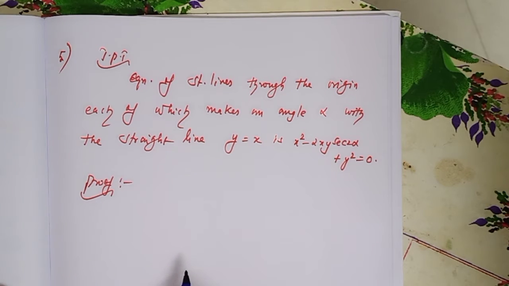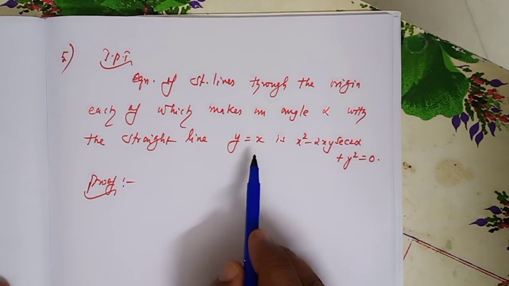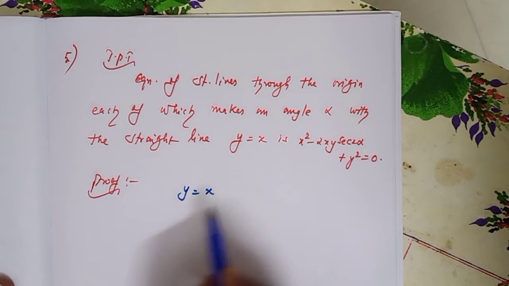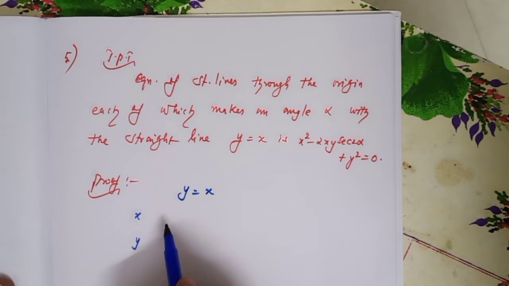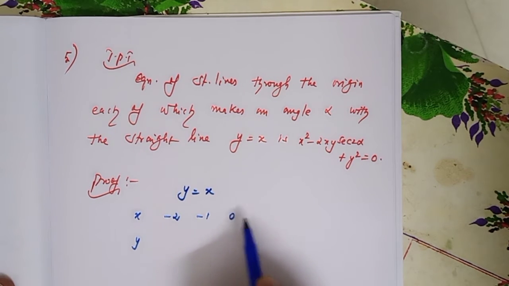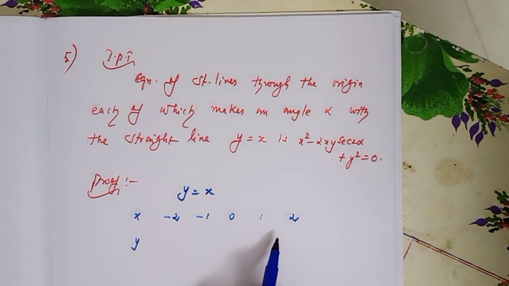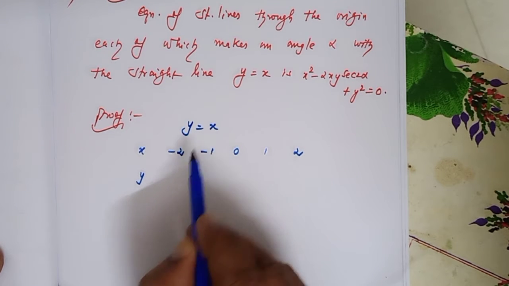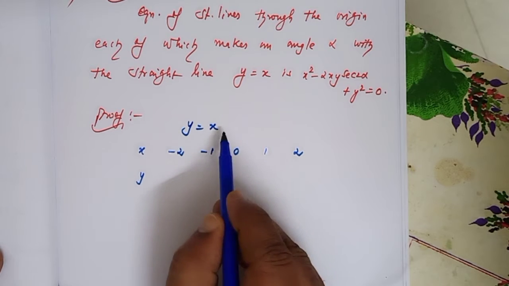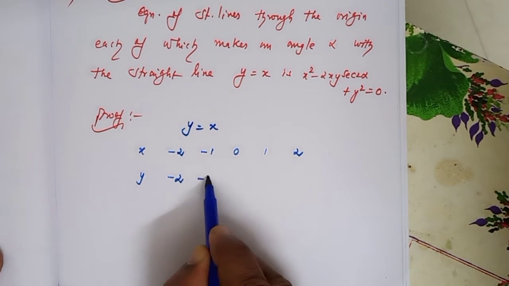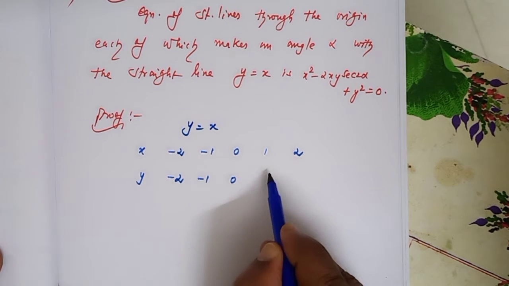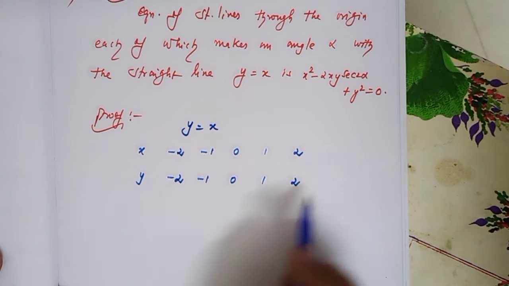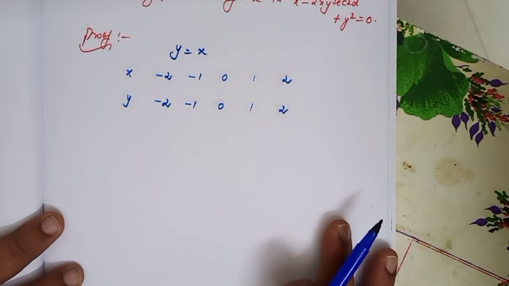Here is question number 5. First we can construct the line y equal to x. For constructing a straight line I take minus 2, minus 1, 0, 1 and 2. I have taken those 5 values of x. If you replace x by minus 2, we'll get y also minus 2 because y and x are equal. Like that here minus 1, if you replace 0, y also 0, like that 1 here, 2 here. So I'm going to plot all the 5 points in a straight line.